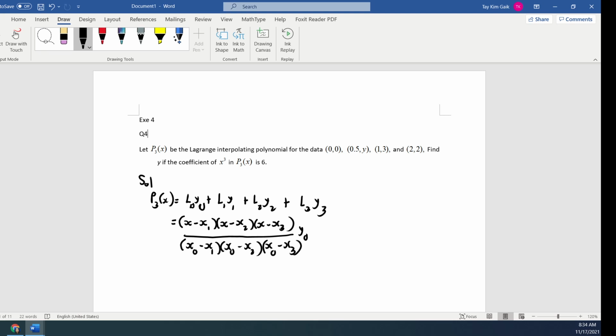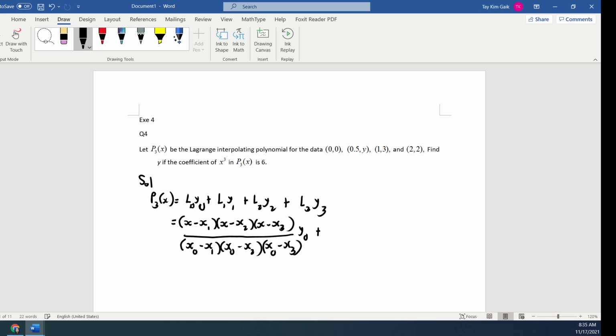Y is the coefficient of x cubed. So you have to expand, without plugging in the value of x, and collect the coefficient for x cubed. The coefficient for x cubed in the P3(x) is equal to 6, in order to find this y value.